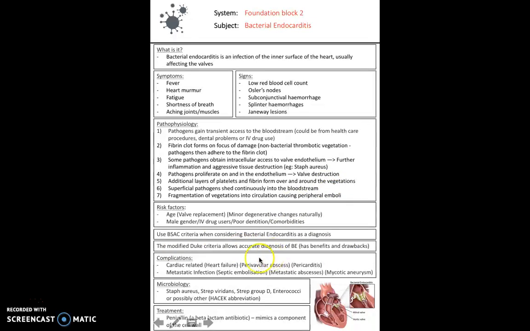and using the modified Duke criteria again helps you diagnose bacterial endocarditis or infective endocarditis accurately. So usually it's treated with penicillin, which is a beta-lactam antibiotic, because this mimics a component of the cell wall.